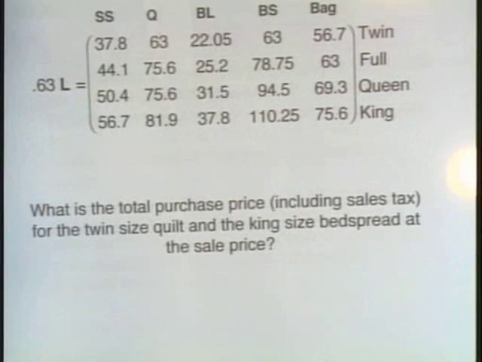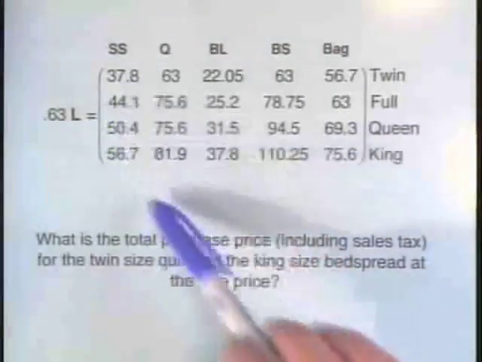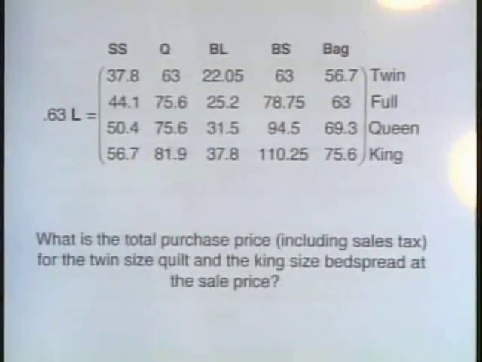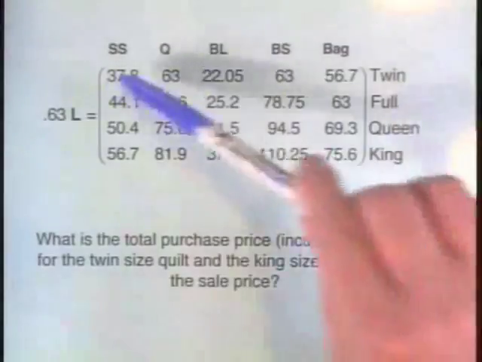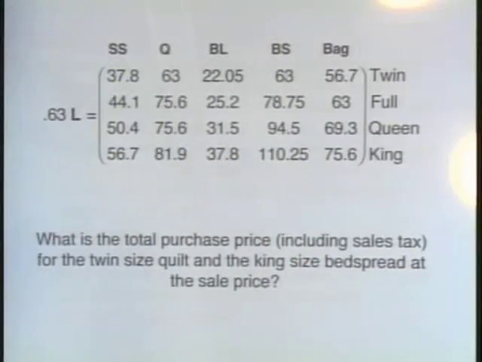We complete the multiplication, multiplying every entry in L by 0.63, and we get a new matrix, which is the sale price of each of the linens, including sales tax. Again, all the twin size entries are in row 1, full are in row 2, and so forth.